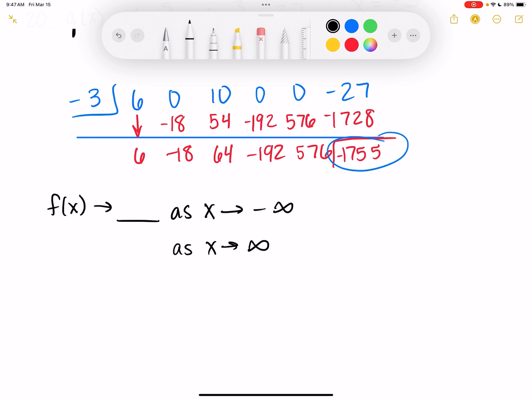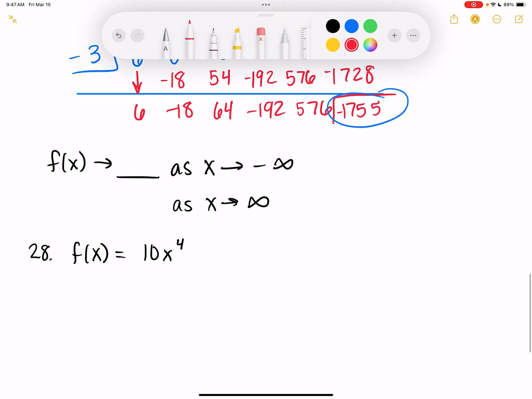So 28, f of x is equal to 10x to the fourth. I'm going to be answering the question, the limit as x goes to infinity of 10x to the fourth. So basically, if I plug in a really, really big number, I like to think of it as like 500 because that's something I can comprehend. I mean, you can't really comprehend infinity. If I plugged in a positive 500 to this, you don't need to give me the exact number, but what is happening to this number? Is it getting really big or really small? Really big. So this is equal to infinity.